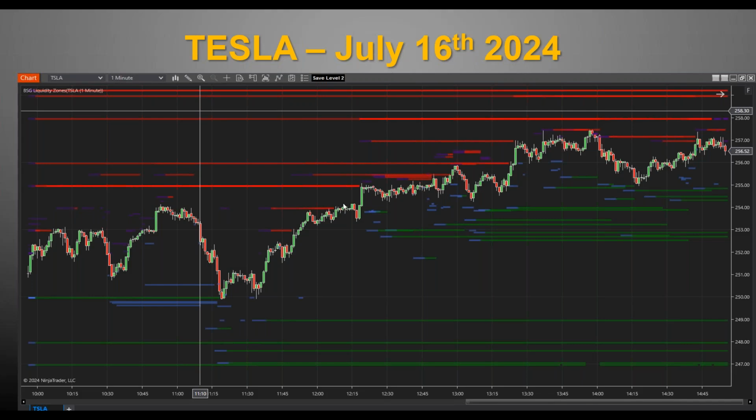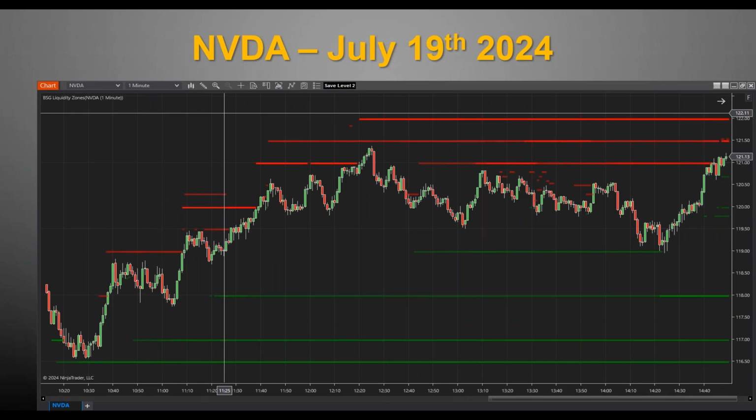I want you to watch the exact actions when it touches and when it breaks out. That's where the opportunity is. I don't take trades anywhere in between. I take trades at the edges. What happens to the price when it goes to the extreme liquidity zone areas? That's where the real opportunity is. It happens for any instrument.